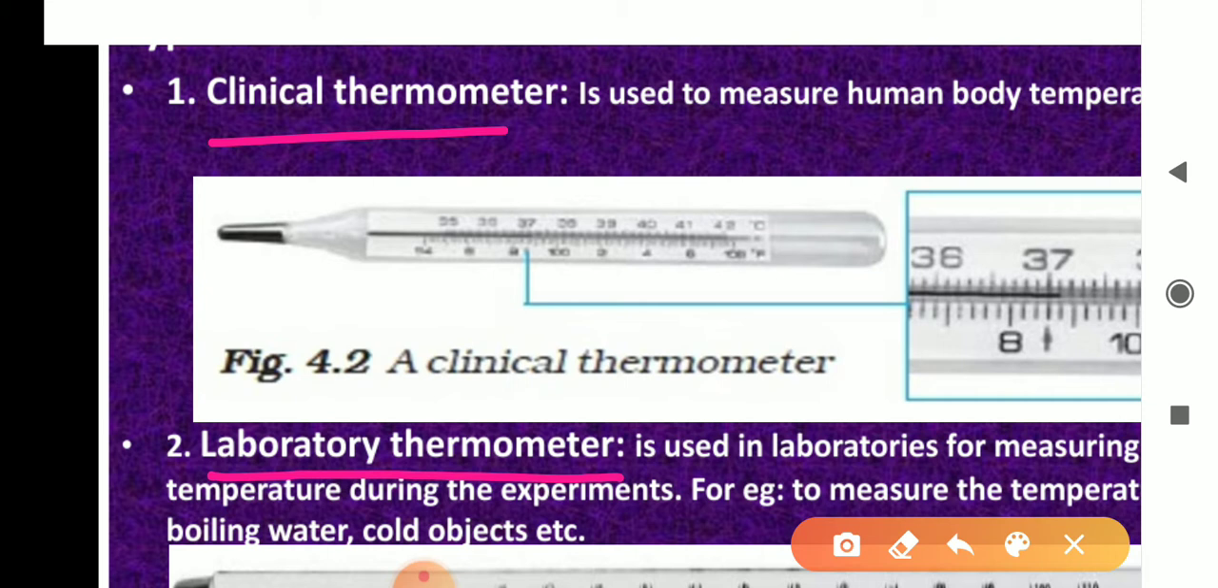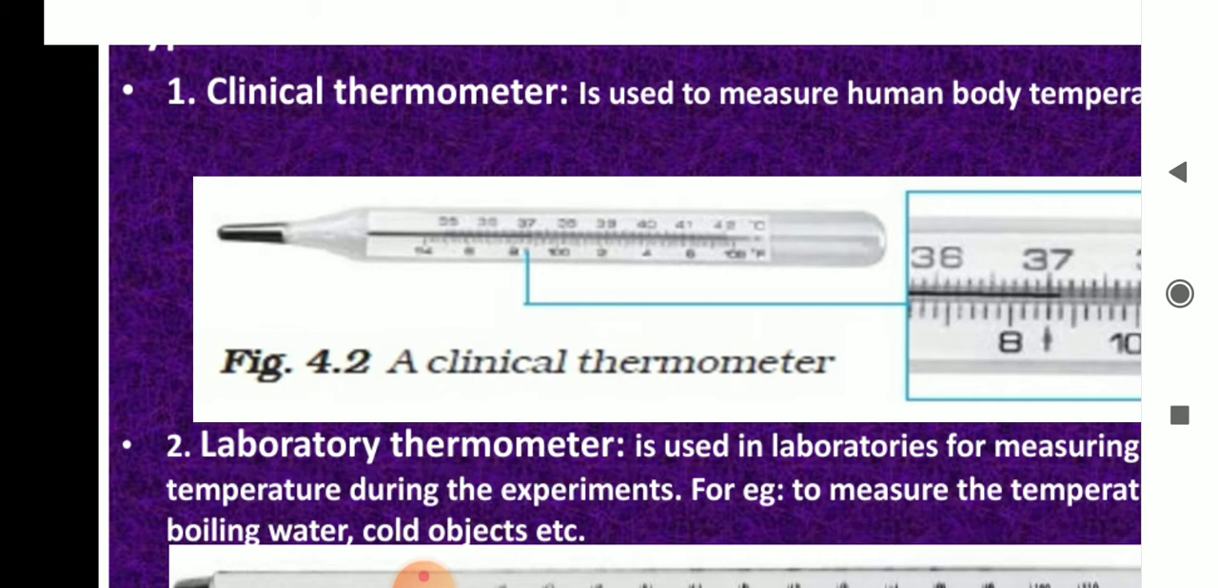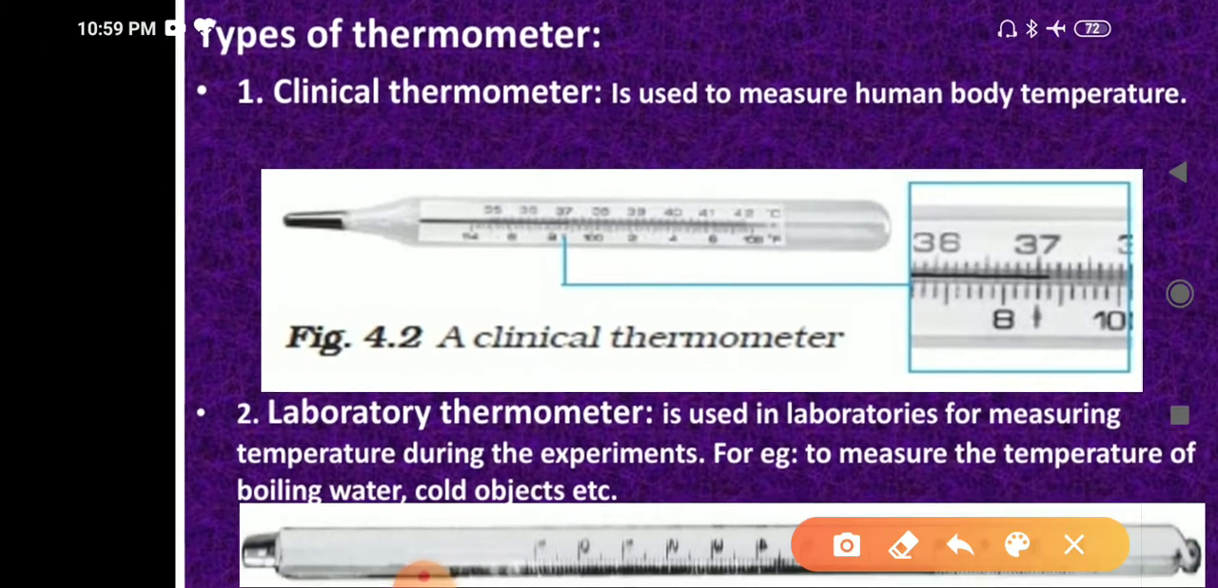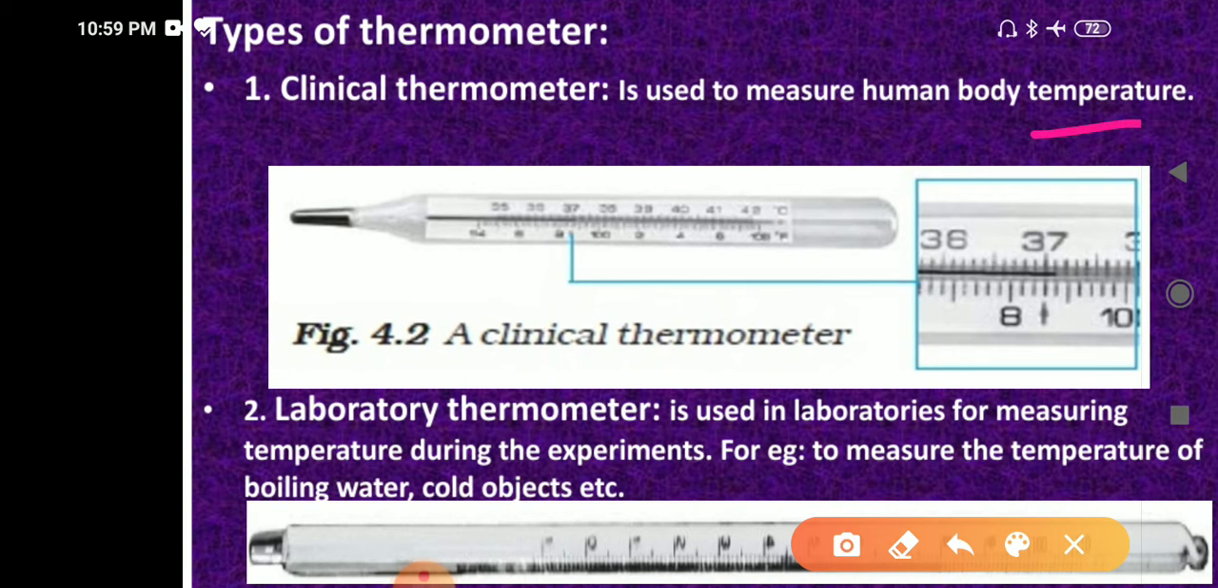Now see, this is a picture of the clinical thermometer. This clinical thermometer is used to measure the temperature of the human body. In this picture you can see this diagram is representing the clinical thermometer, and the second one is the laboratory thermometer.